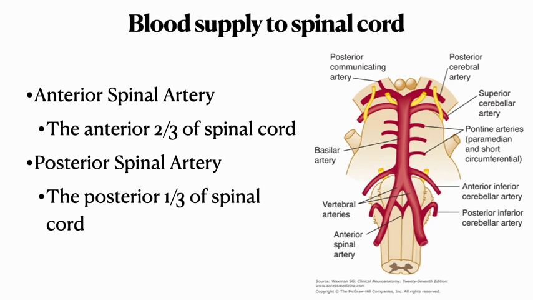The two major arteries that provide blood supply to the spinal cord are the anterior spinal artery and the posterior spinal artery. Here is the anterior spinal artery. It provides arterial blood supply to the anterior 2/3 of the spinal cord. Posterior spinal artery cannot be seen on this diagram. It provides blood supply to the posterior 1/3 of the spinal cord.